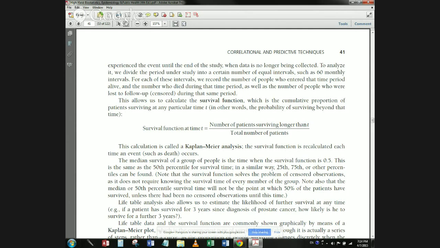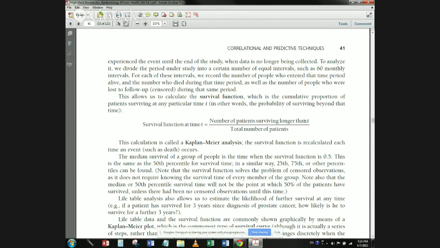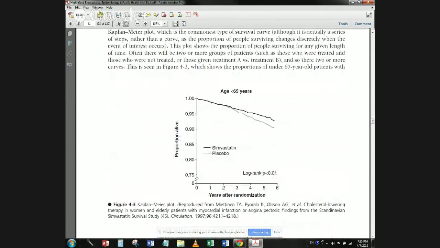Life table analysis also allows us to estimate the likelihood of further survival at any time. For example, if a patient has survived for 3 years since diagnosis of prostate cancer, how likely is he to survive for a further 3 years? Life table data and the survival function are commonly shown graphically by means of a Kaplan-Meier plot, which is the commonest type of survival curve. Although it is actually a series of steps rather than a curve, as the proportion of people surviving changes discretely when the event of interest occurs.